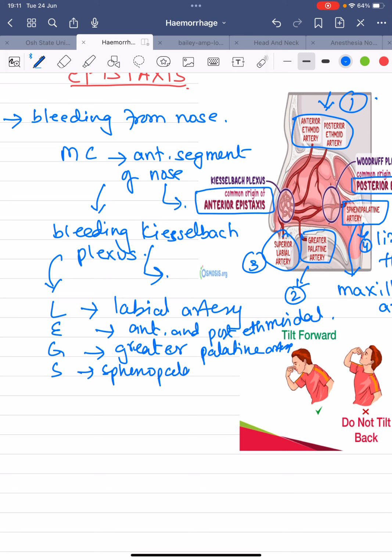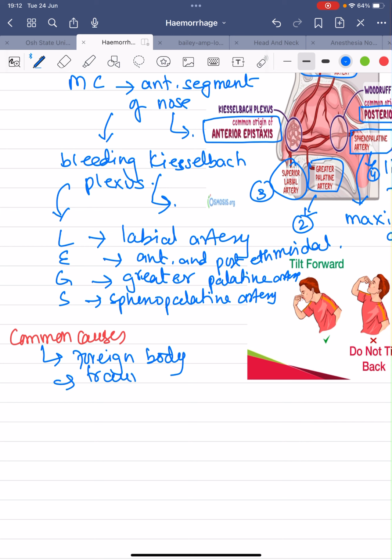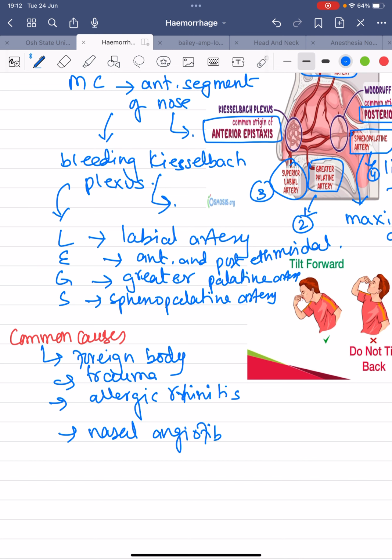Sphenopalatine artery. So what are the common causes in relation to epistaxis? Please remember, the common causes are: number 1, it can be foreign body, it can be trauma, it can be allergic rhinitis, and please remember, it can be nasal angiofibromas, mostly seen in young adolescent males.